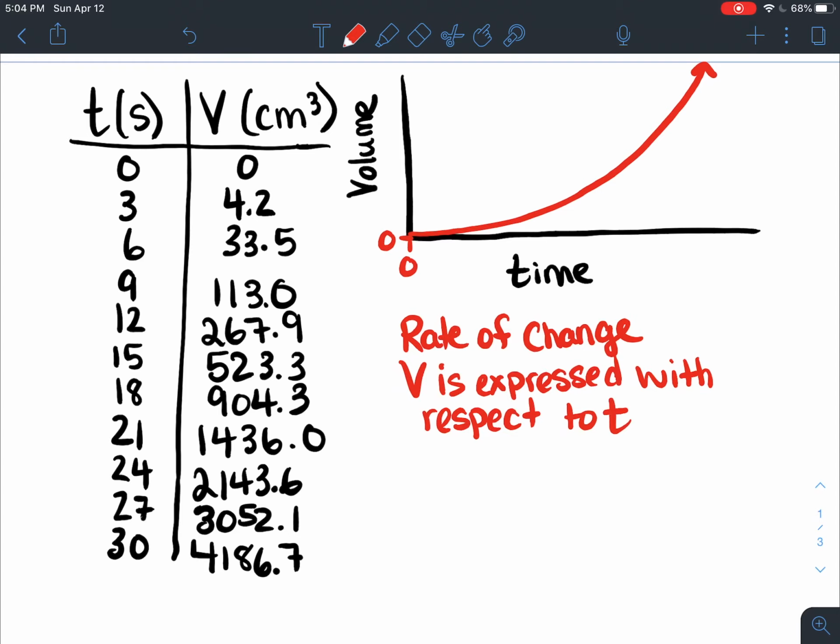I'm just giving you that terminology because it's going to come up again when we start calculus and doing derivatives. So volume is our dependent variable, time is our independent. So the rate of change is volume expressed with respect to t, or another way to write that is v over t, or change in volume divided by change in time.